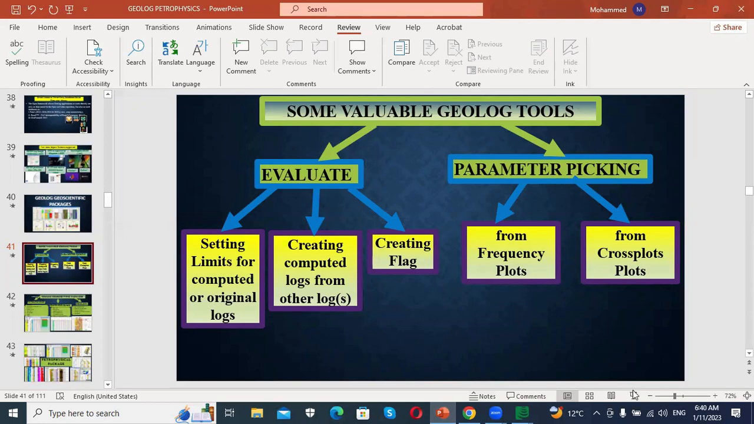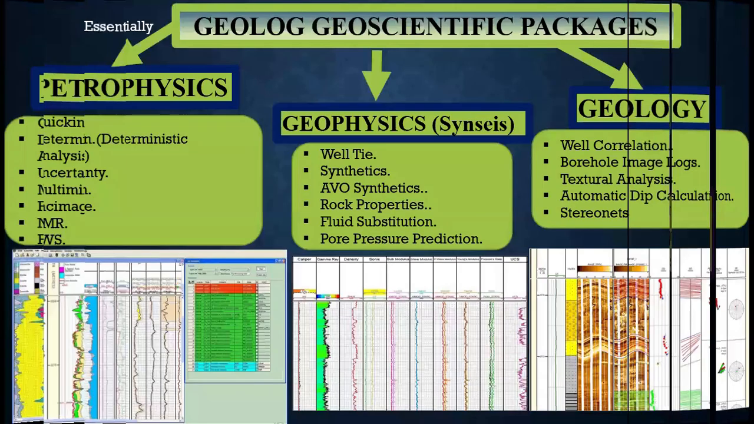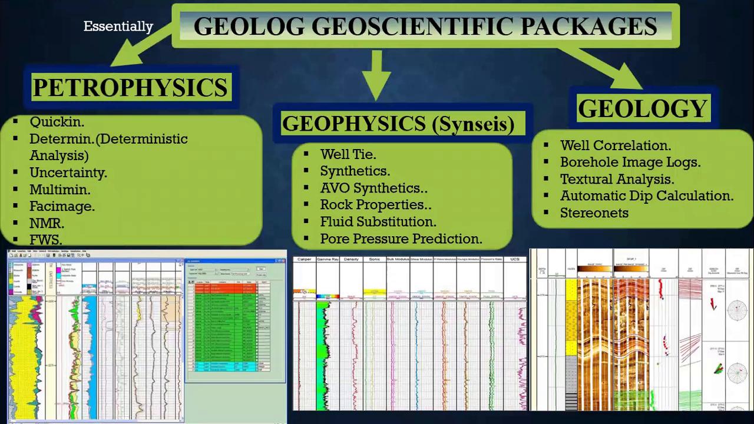We have discussed the value of evaluate and some examples of evaluate and parameter picking. Here are the basic Geolog geoscientific packages: the Petrophysics package, the geophysics package called Synthesize, and the geological package. The petrophysical package has various modules. It has, for example, the QuickLook module for quick analysis, the deterministic module called Determine, the deterministic uncertainty also, and the multi-min or multi-mineral analysis.